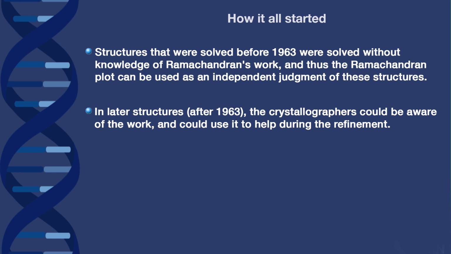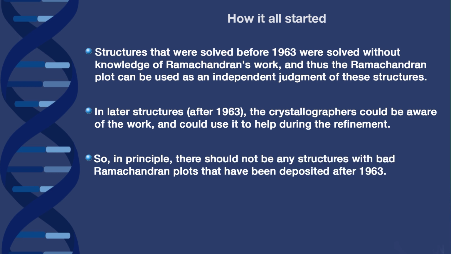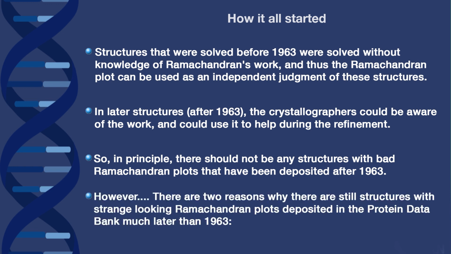In later structures after 1963, the crystallographers became aware of their work and could use it to help during the refinement. So, in principle, there should not be any structure with a bad Ramachandran plot deposited after 1963. Structures after 1963 should obey the Ramachandran plot. However, there are two reasons why there are still structures with strange looking Ramachandran plots deposited in the Protein Data Bank much later than 1963.